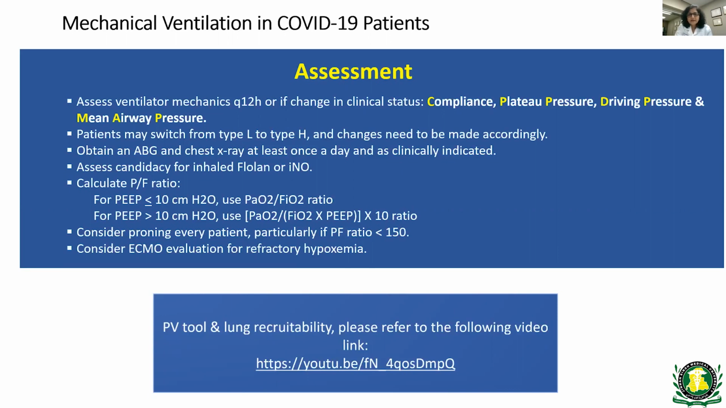Assess candidacy for inhaled Flolan or inhaled nitric oxide. Calculate the PF ratio. Consider proning every patient, or particularly if the PF ratio is less than 150. Consider ECMO evaluation for refractory hypoxemia. For the PV tool and lung recruitability video, I have provided a link below that you can refer to.